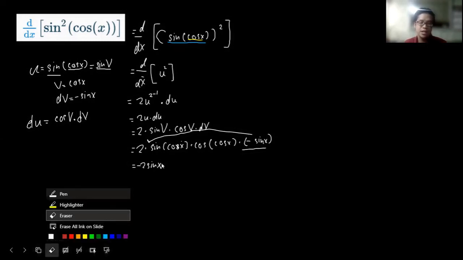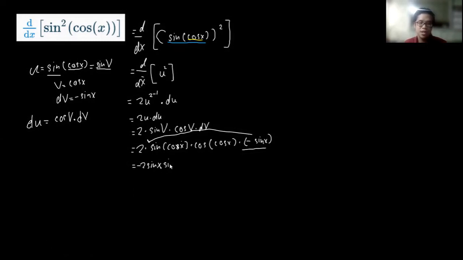Okay. Sine x times sine of cosine x times cosine x. There you go. And that's your final answer. Right? That's your final answer. So can we do it as straightforward as possible? Yes, you can. No problem.